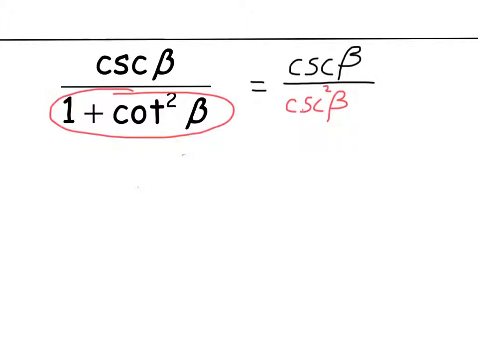And now, all of this cosecant drops out to become a 1, and one of those drops out. So this now becomes 1 over the cosecant of beta. And that by definition is going to be my sine of beta.